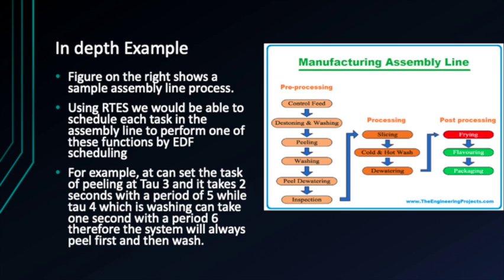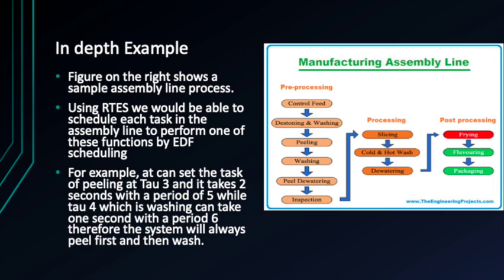This does make it more of a hard real-time system, but if I go into the example of processing, let's say you set everything with a period of 10 here, you might do slicing takes 2 seconds, cold and hot water takes 5 seconds, and dewatering takes 3 seconds. By doing this, they all have the same deadline, and you can set task priority. But in some cases, you may have to speed up the process. So you might have to slice twice before you're able to cold and hot wash. This is when you use EDF.